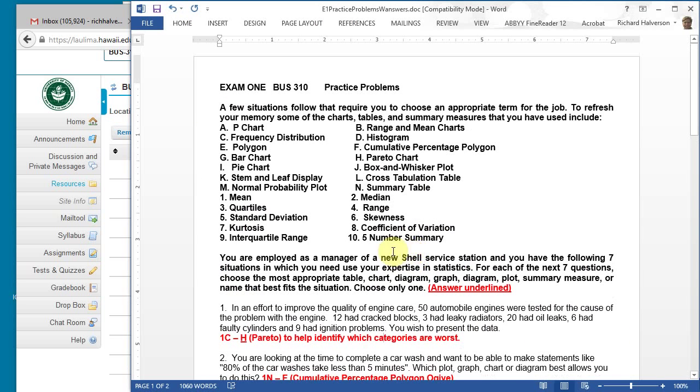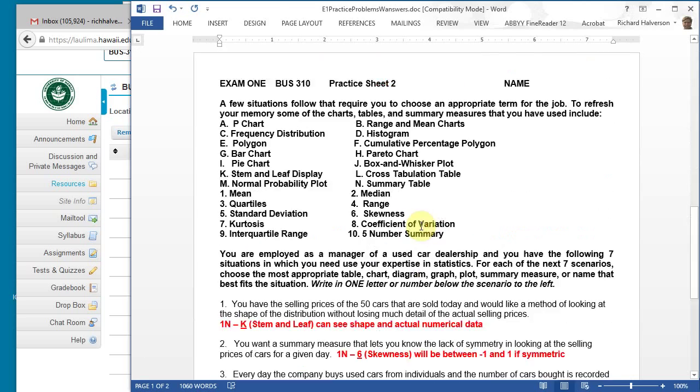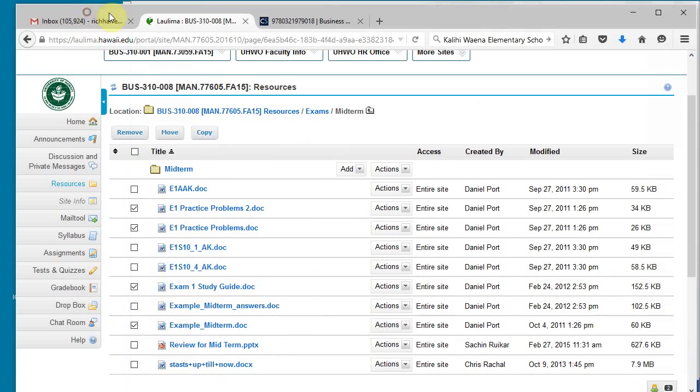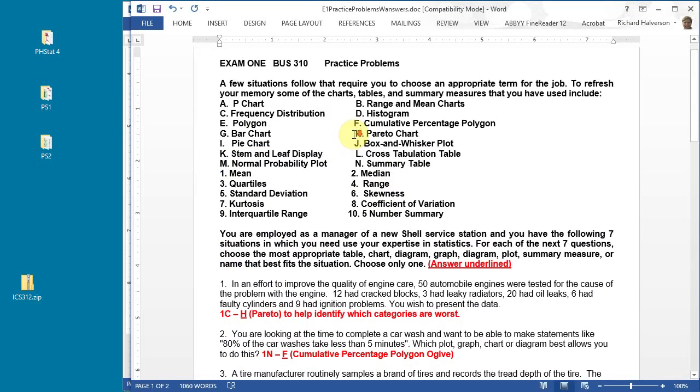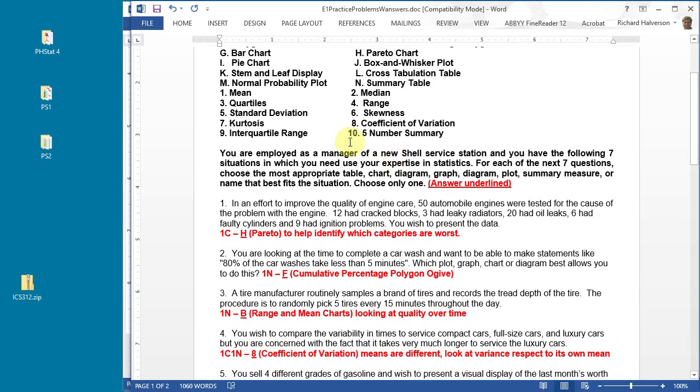I've actually combined them into one document. This is the first one, and this is the second one. I'm just going to go through these now. Okay. It's the same set of charts and graphs and measures and tables and so on.